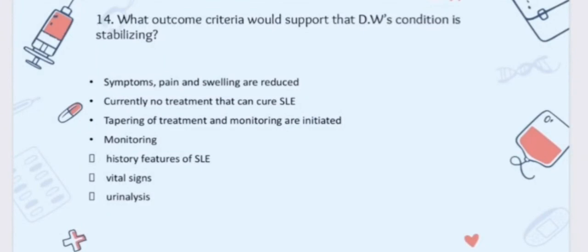Question 14. What outcome criteria would support that DW's condition is stabilizing? The patient's condition begins to stabilize when their symptoms are reduced after responding well to treatment, but the disease cannot be cured, as currently there is no treatment that can cure SLE completely. Once there is a stable response, tapering of treatment and careful monitoring should be initiated, as shown in the slide. At this time, patients with stable disease activity should be reviewed every 6 to 12 months.